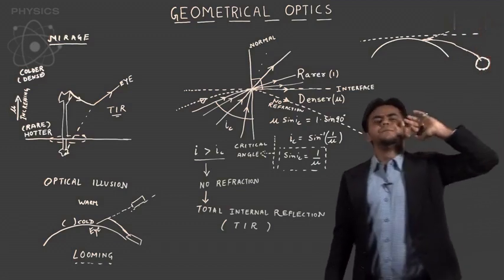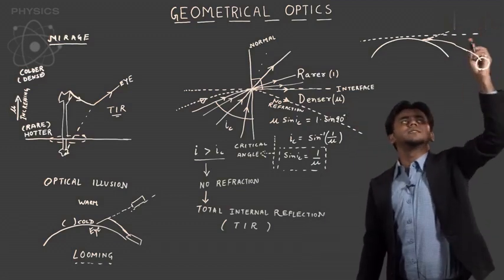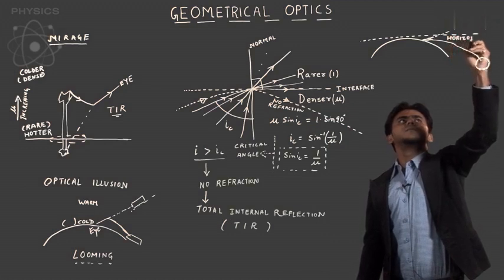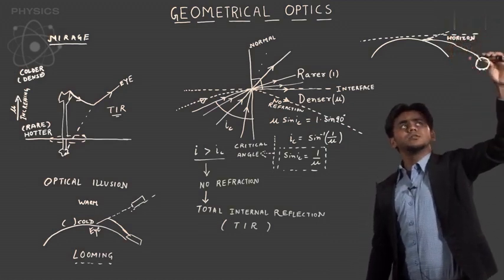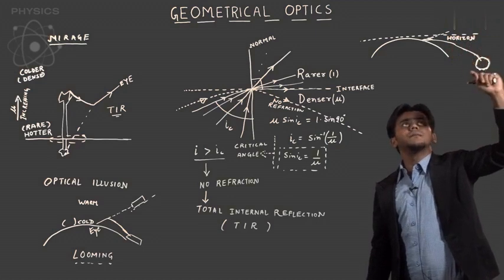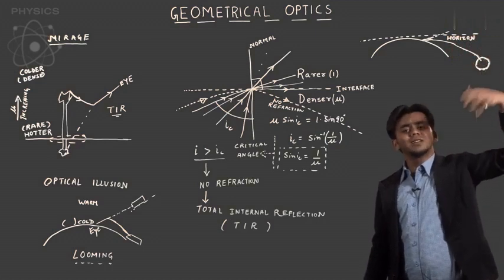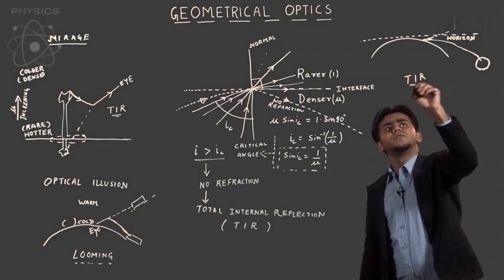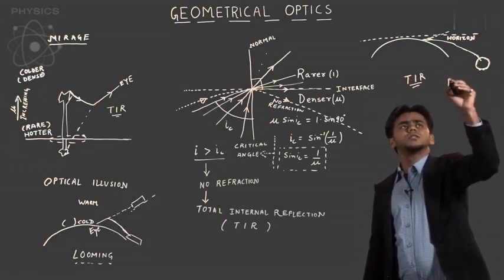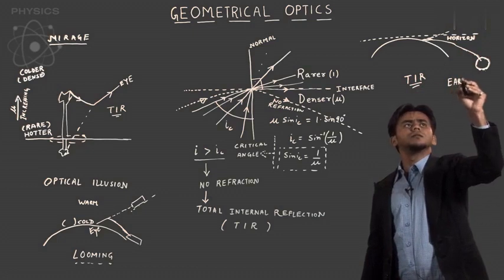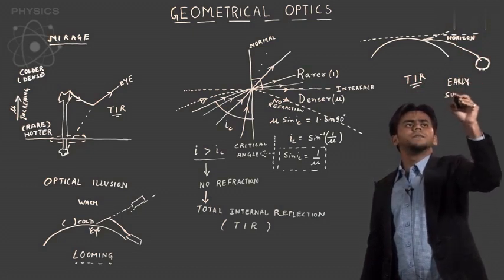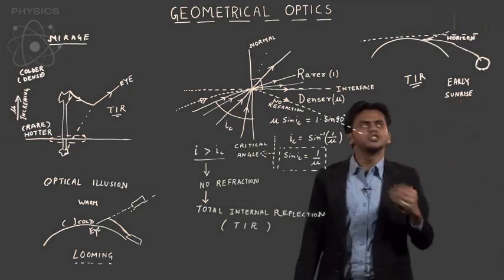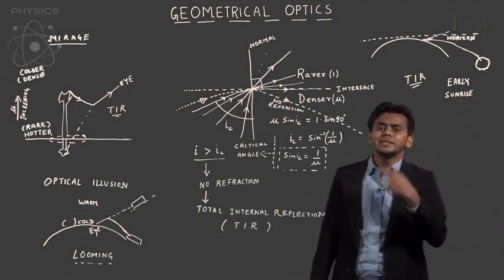Why? Because my sun is below the horizon. This is your horizon. The sun is below the horizon, so it's not the actual sunrise. But you can see the sun much before the actual sunrise. Why? Because of total internal reflection, and this situation is known as early sunrise. In a similar fashion, there is a thing called delayed sunset.